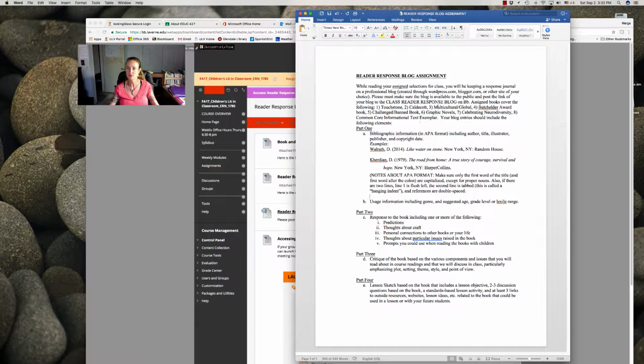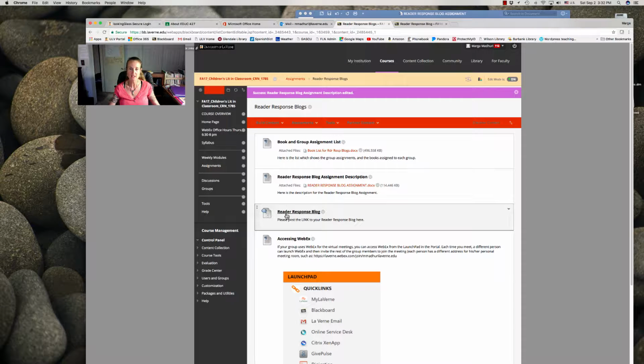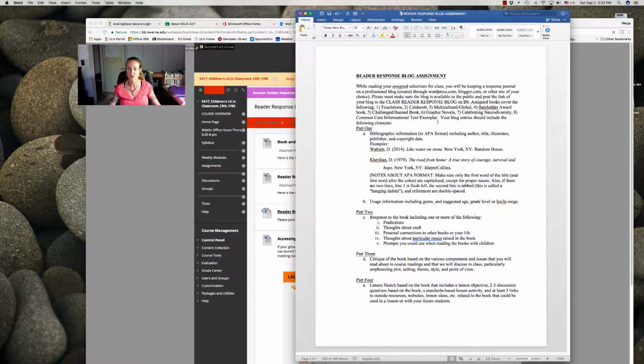So you can choose the blog. There are a lot of free blogging tools. 2 most common are WordPress and Blogger. And make sure it's available to the public, and you're going to post the link to that here in the Reader's Response blogs. All I want is your link, and then you will do all of your blogs in your one same blog. So for the first week, it'll be the Touchstone book.